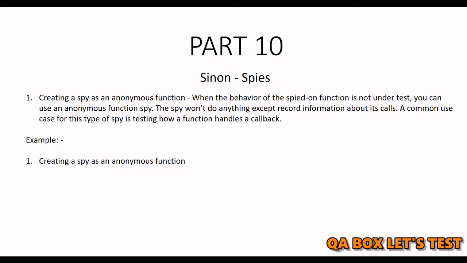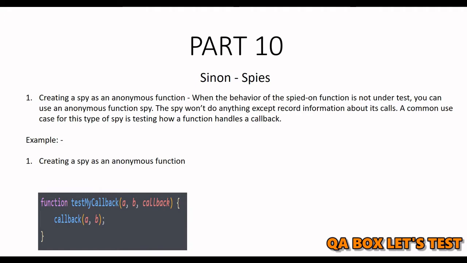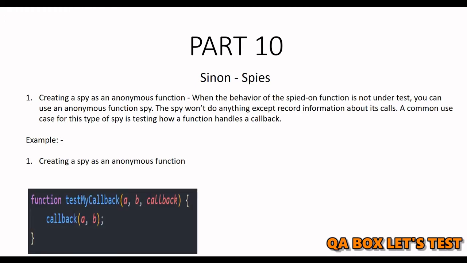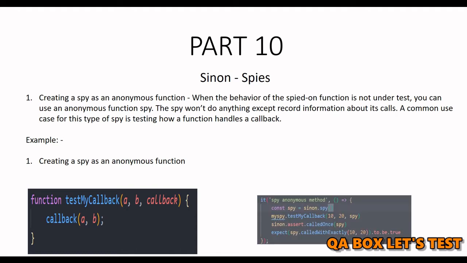The spy won't do anything except record information about its call. A common use case of this type of spy is testing how a function handles a callback. Let's imagine this is the function, a pretty simple, straightforward function, testMyCallback, which has three arguments, a, b, and a callback. In the body we are just calling that callback and passing in those two arguments, a and b. So when you have to write a test case for that, this is how you are going to do it.